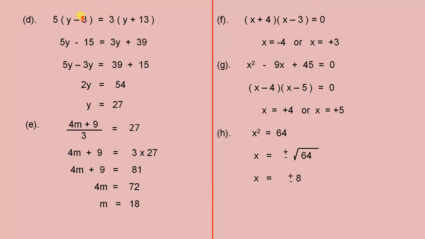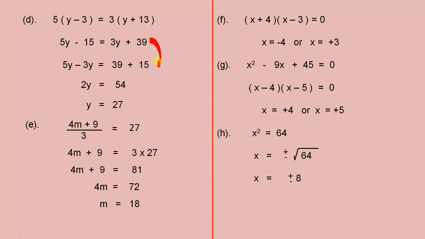Here we have 5 outside of y minus 3 equals 3 outside of y plus 13. Remove the grouping symbols to arrive at this line and manipulate some expressions. For example, if we take the 3y, that means we subtract 3y from both sides and then we add 15 to both sides. That gives us this line here.